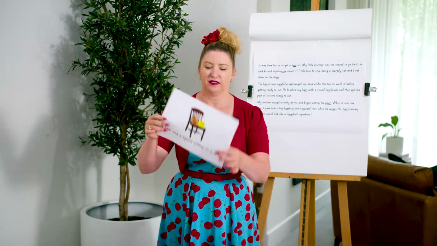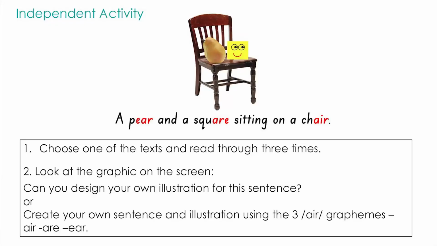Independent task before we sign off today. Your independent activity is to have a look at this graphic. A pear and a square sitting on a chair. Can you do another picture for this? Can you illustrate it differently? Or you might want to come up with your own sentence using the AIR graphemes, AIR, ARE and EIR. You might even use different prompt words.